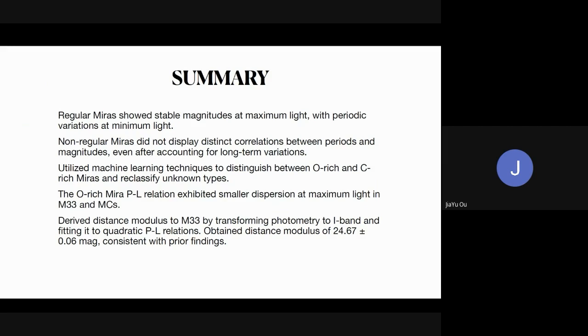And the second is we classify the oxygen-rich and carbon-rich. Those were originally classified already. So I directly use the classes where we already know the oxygen-rich and carbon-rich, and use them as the training set.